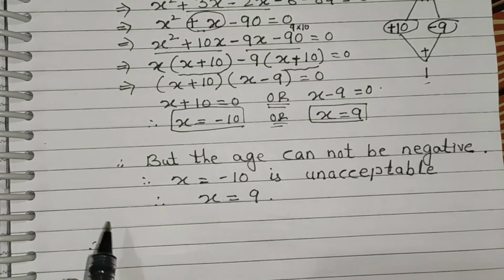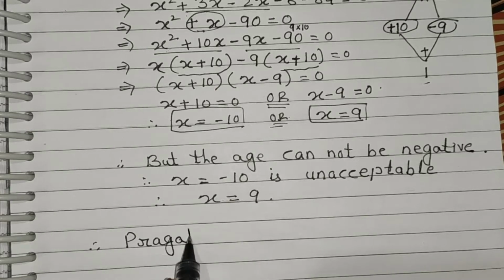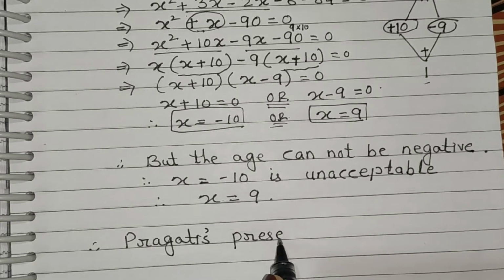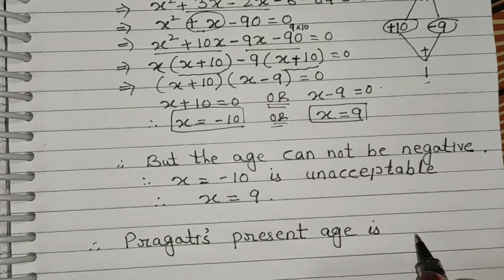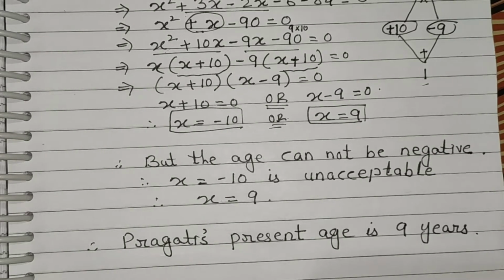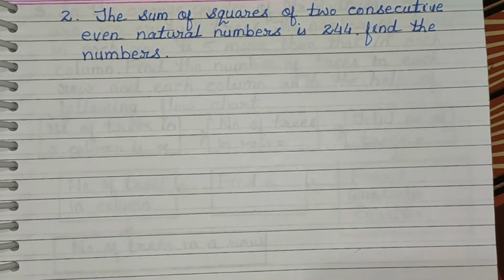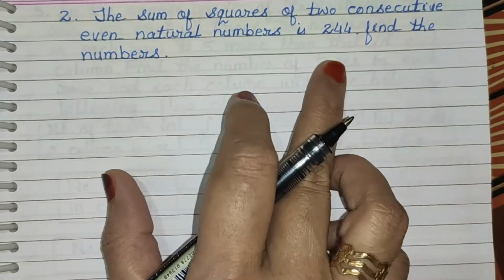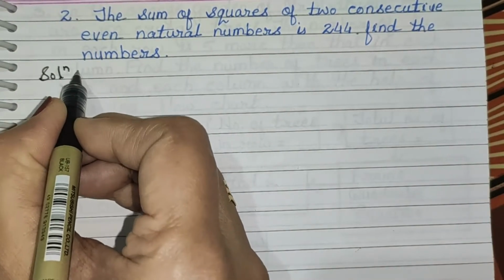Now write down the answer here. Pragati's present age is 9 years. Now, the next question is: the sum of squares of two consecutive even natural numbers is 244. Find the numbers.